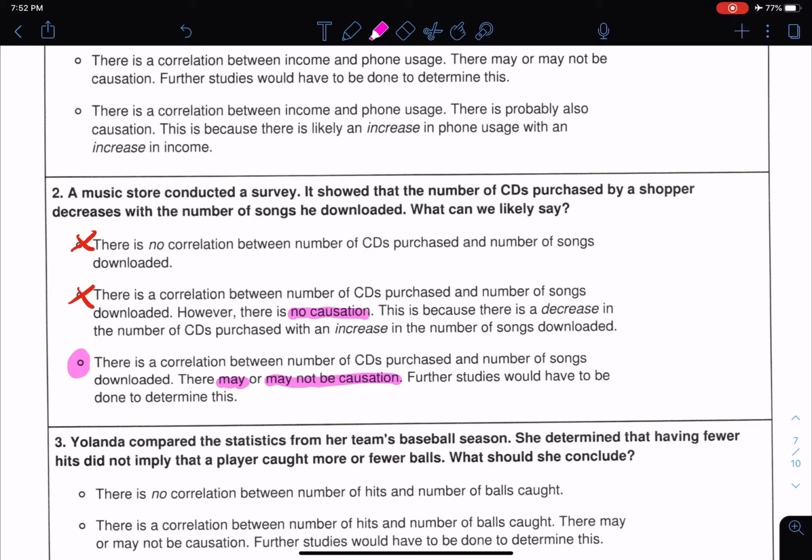Further studies would have to be done to determine this, and that's what we're going to select pretty much all the time with these types of questions in this class, because unless they give us a whole study that follows it up that proves causation, we can't say one way or the other.